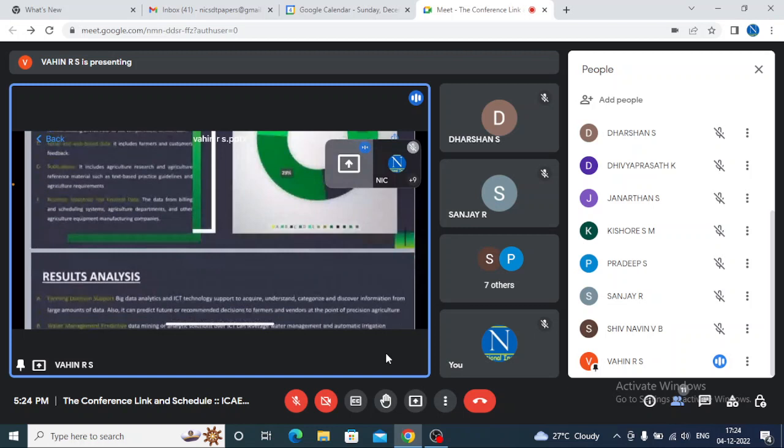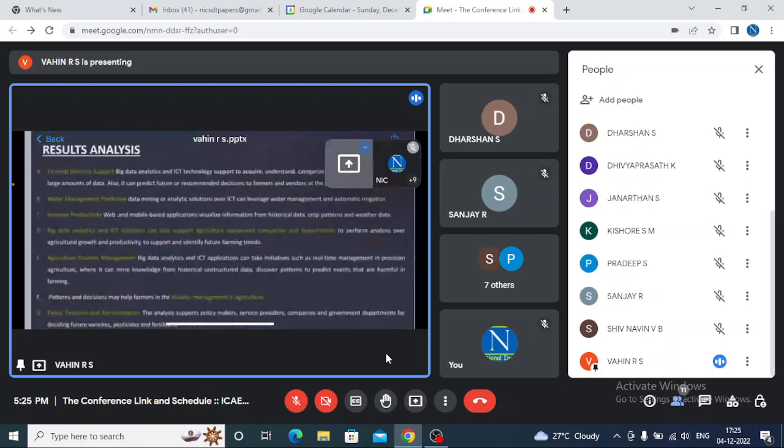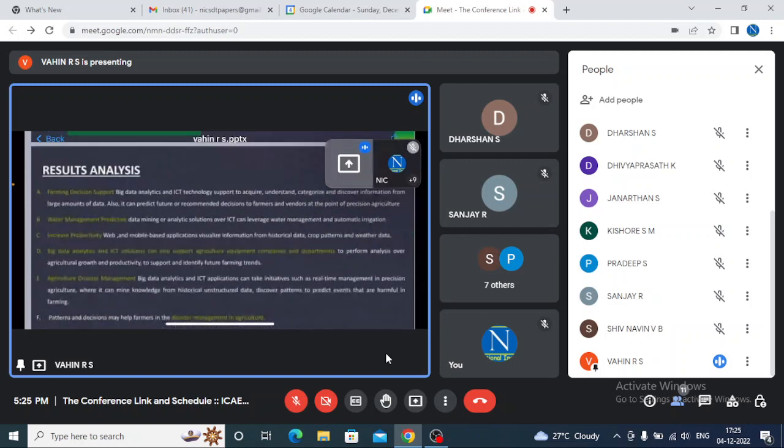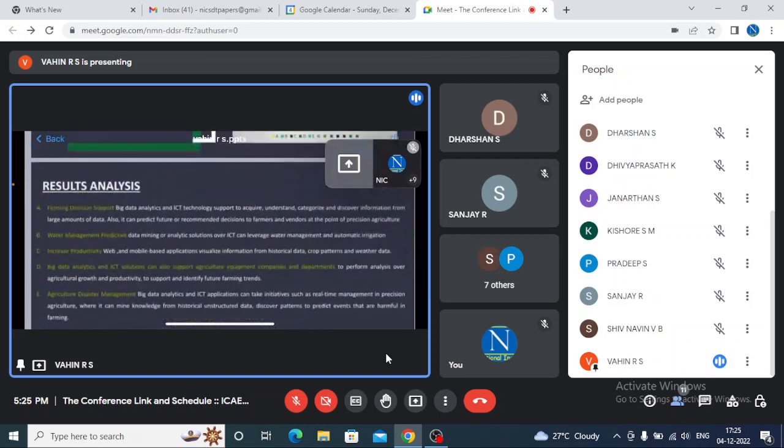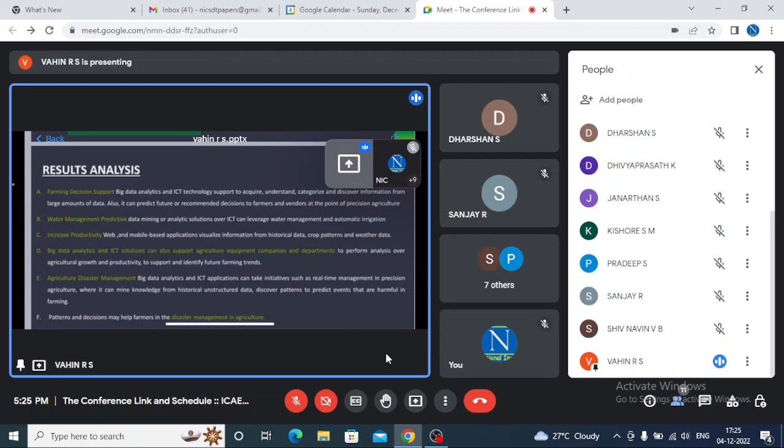Here is the result analysis. What we have done is farming decision support. Big data analytics and ICT technology support us to acquire, understand, categorize, and discover information from the large amount of data. Also, it can predict future or recommended decisions for farmers and vendors at the point of precision agriculture. Water management predictive, data mining, or analytic solutions or ICT can leverage water management and automatic irrigation. It increases productivity when mobile-based applications visualize information from the historical data, crop patterns, and weather data we have collected in the previous methods.